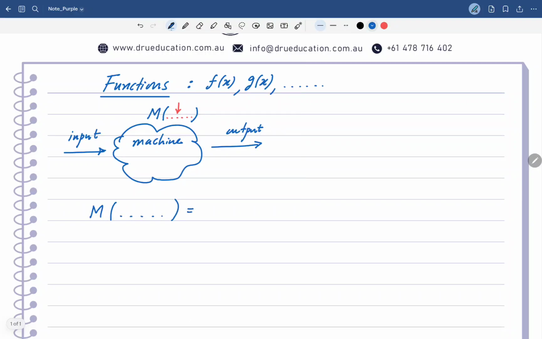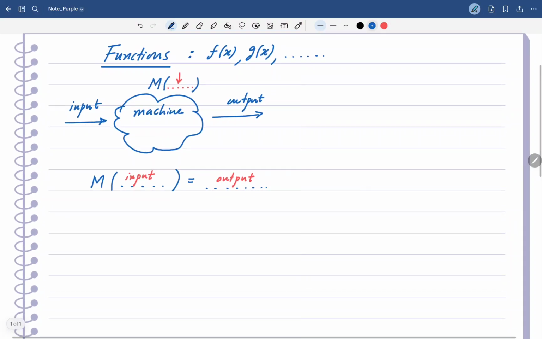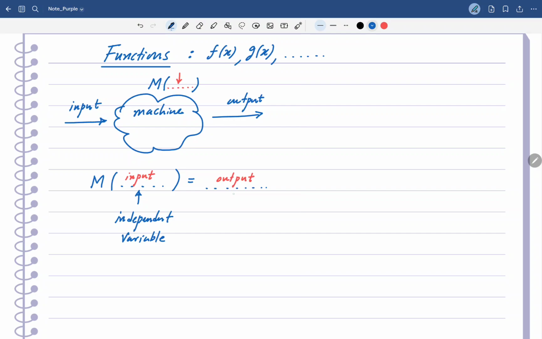Once you put that input into the machine, you get the output. So you have two blank areas. Here you get the input, here you get the output, right? So this is the common logic. Now, in math, this input variable is called the independent variable. And the output variable is called the dependent variable, right?